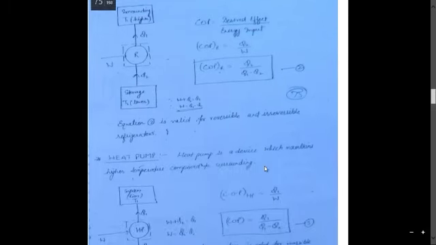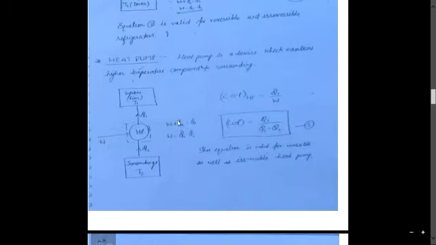Next thing is the heat pump. What is the heat pump? The basic purpose of a heat pump is to maintain the temperature of a room at higher temperature. So this heat pump is the device which makes the storage space hotter, right? Here our system will be this one, because Q1 amount of heat is added. How could this temperature be maintained?